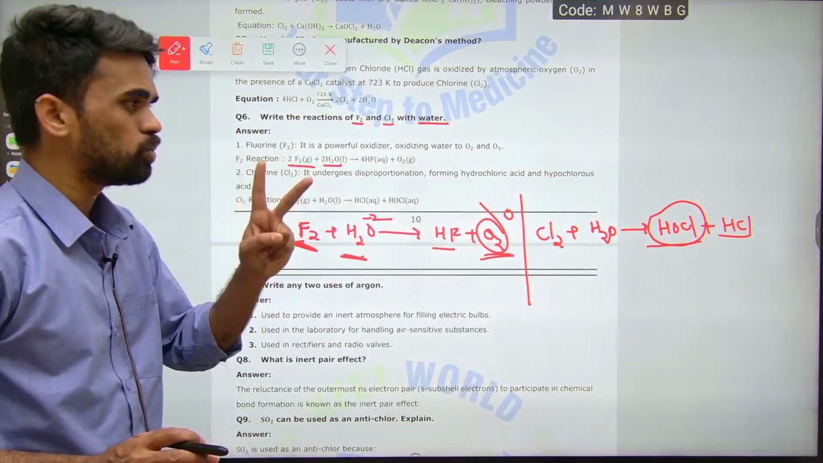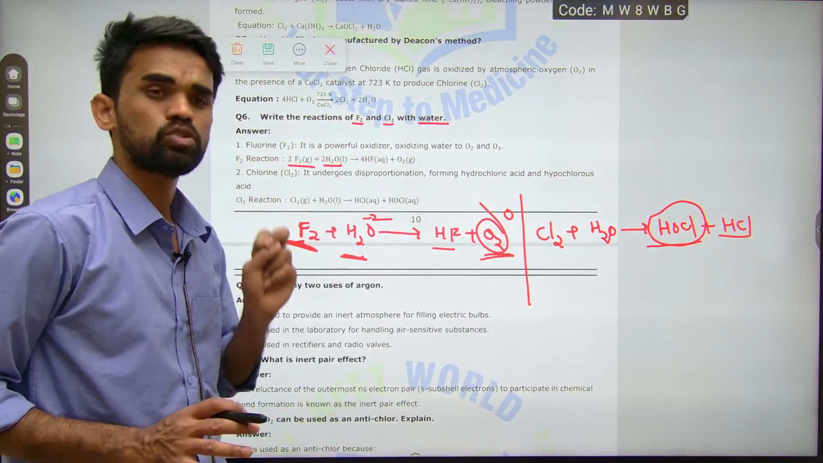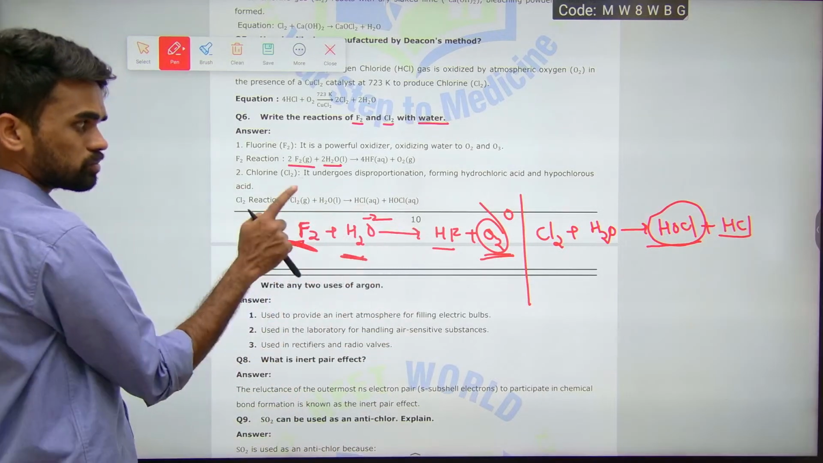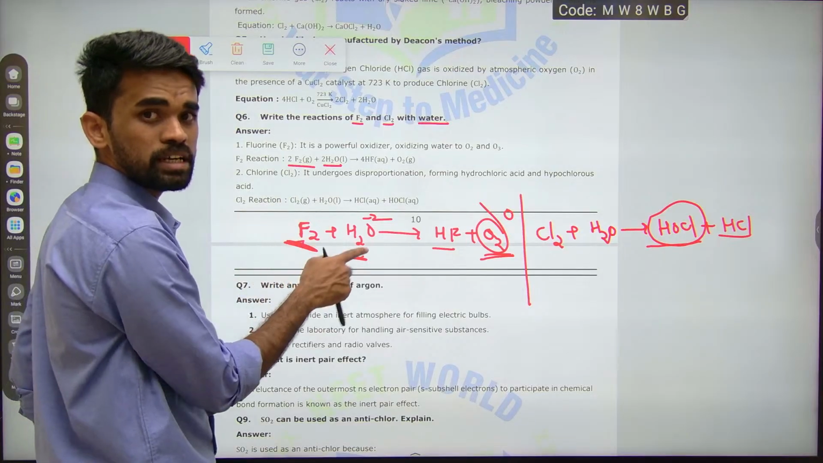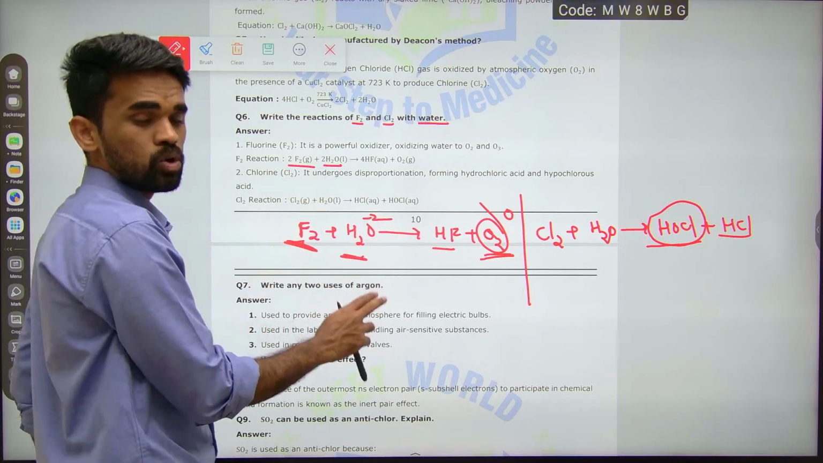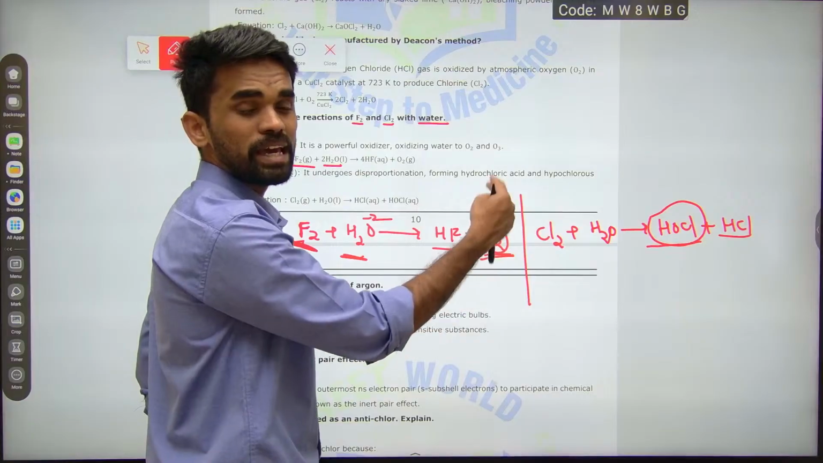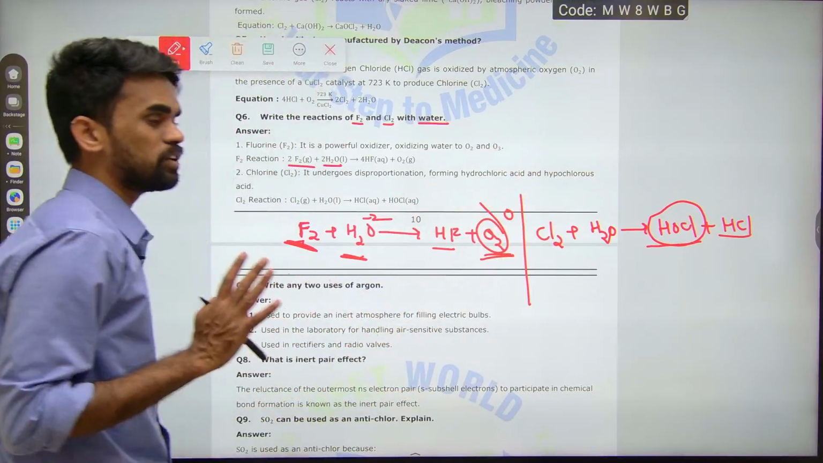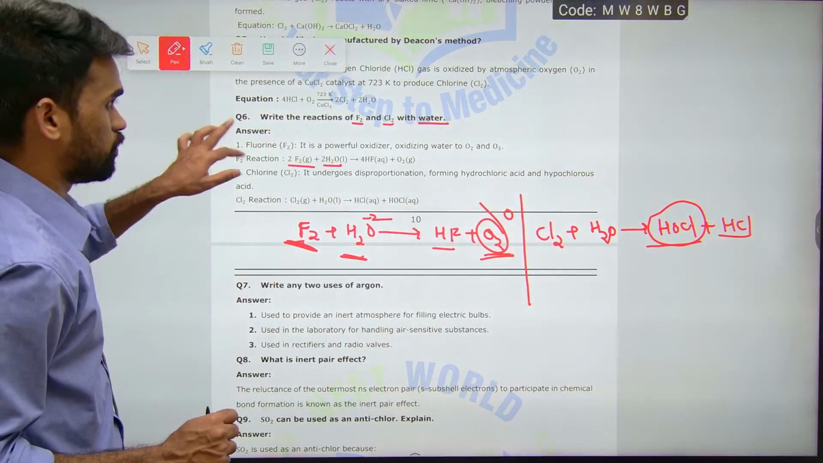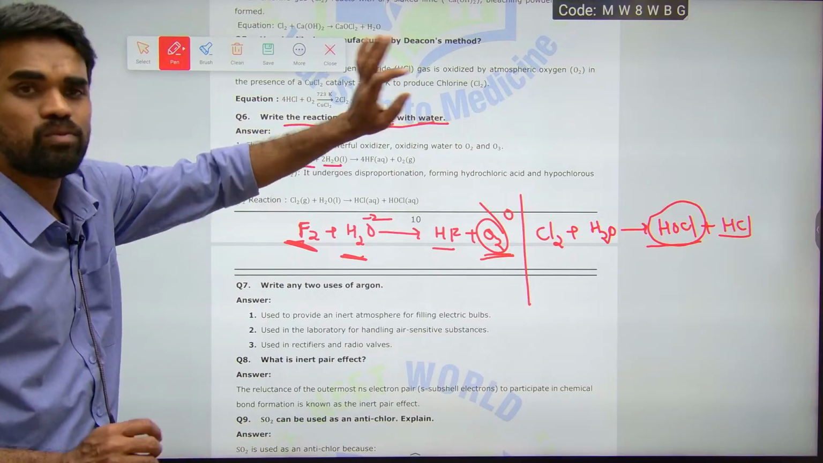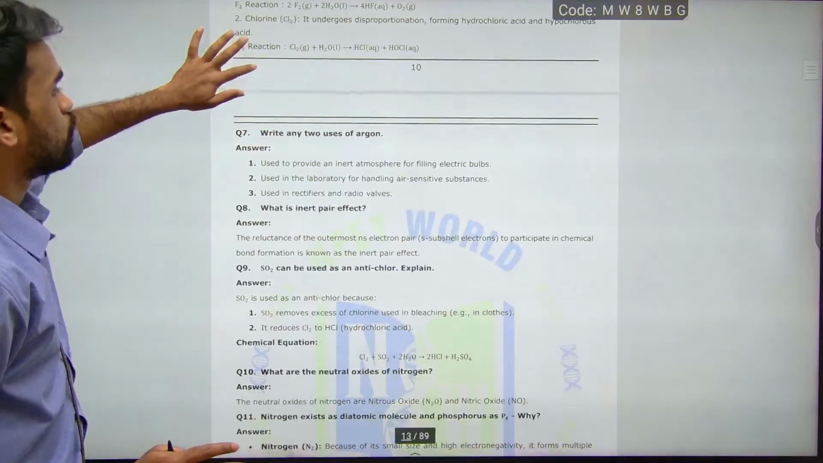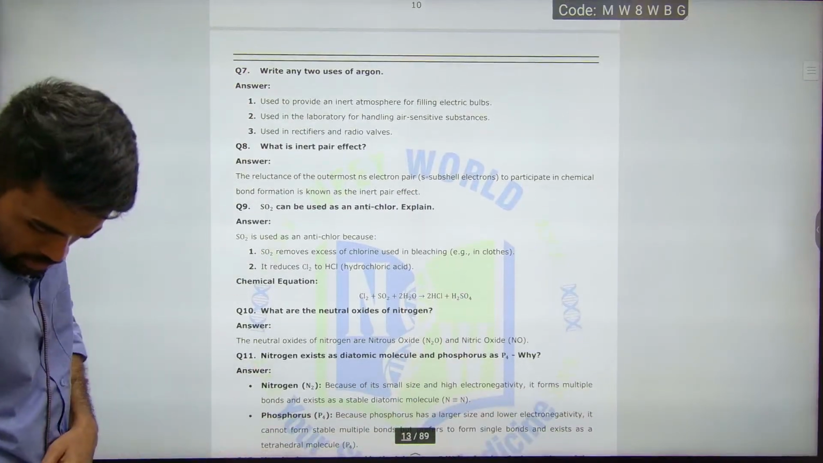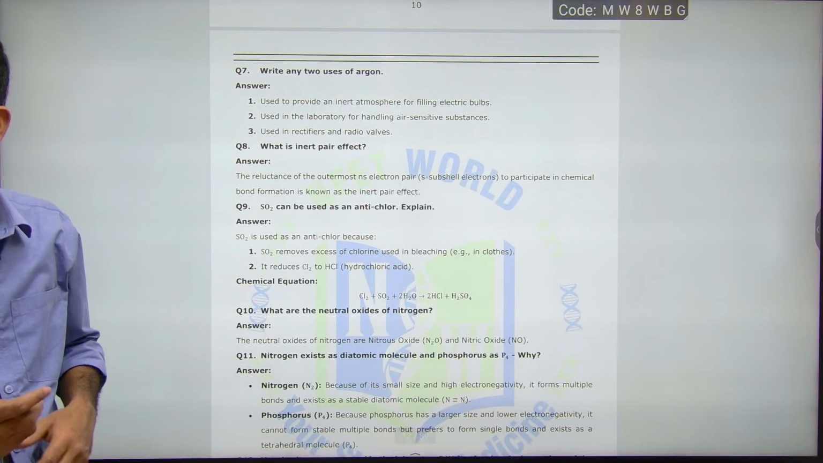These are the two major differences to be remembered. Treating fluorine with water gives HF and O2. When it comes to chlorine, it gives HCl and HOCl. This is the difference you should remember for the reactions of fluorine and chlorine with water. That's it. Then next: write any two uses of argon. So where do we use this argon?